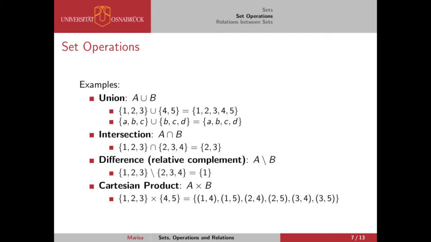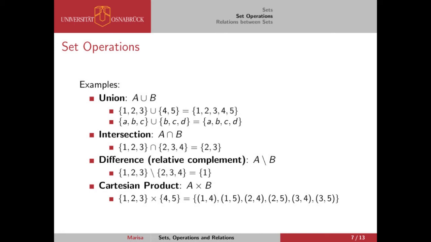Here I want to show you some examples for the previously explained set operations. The union of the set {1, 2, 3} and {4, 5} is the set containing 1, 2, 3, 4 and 5. In the second example, remember that the elements of a set are unique, so no elements appear twice. Therefore, doubled elements will still only appear once in the result. For the intersection, we only keep the elements that are part of both sets, which are the 2 and the 3 in this case.